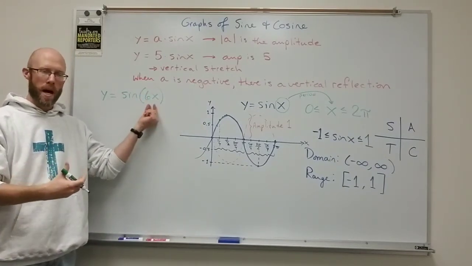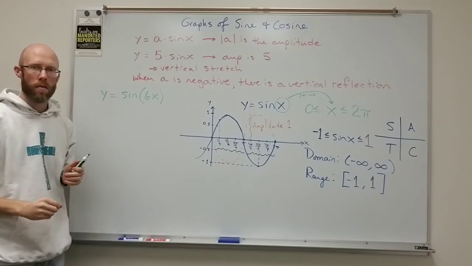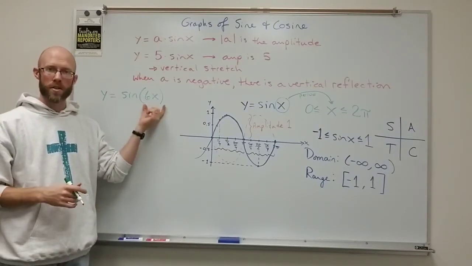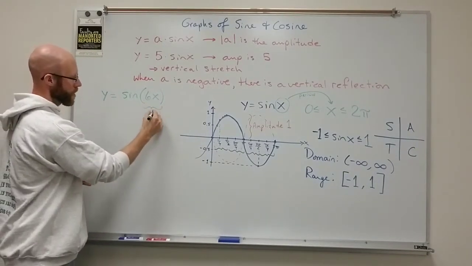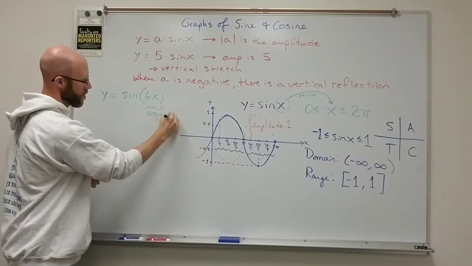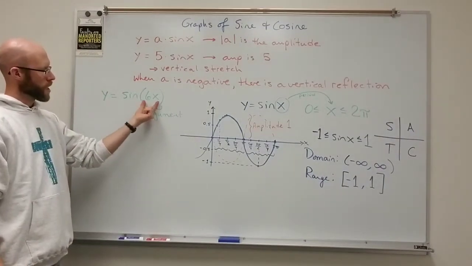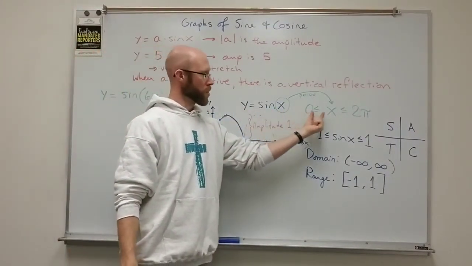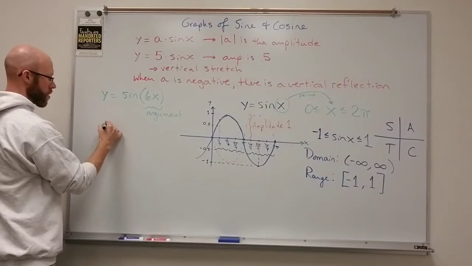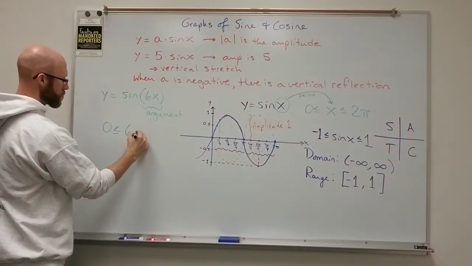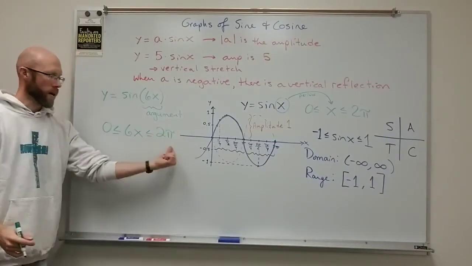Then one period is mapped out when the input, not just the x, but this entire angle, sometimes we call this the argument of the sine. It's the entire expression inside the sine. So I'm going to name it the argument. Some people have other phrases for it. When the argument is between 0 and 2 pi, you get one period of the graph. And so that means that if 0 is less than or equal to 6x is less than or equal to 2 pi, you would have one period.